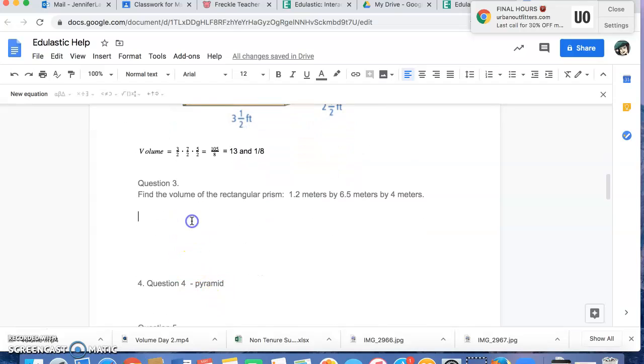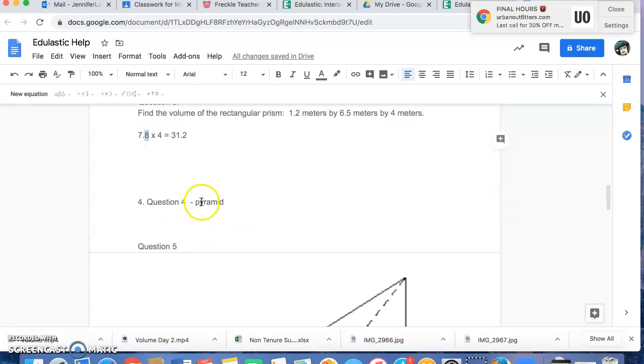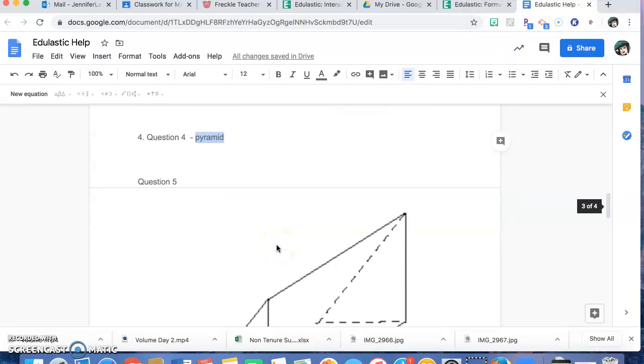Number 3, find the volume of the rectangular prism. So if you do 1.2 times 6.5, you get 7.8. So after I get 7.8, I have to do 7.8 times 4. And if I do that, I get 31.2. Because there's one number behind the decimal, start at the end here and bring it over 1. Okay. Question number 4, that's pyramid. That just should be in your notes.